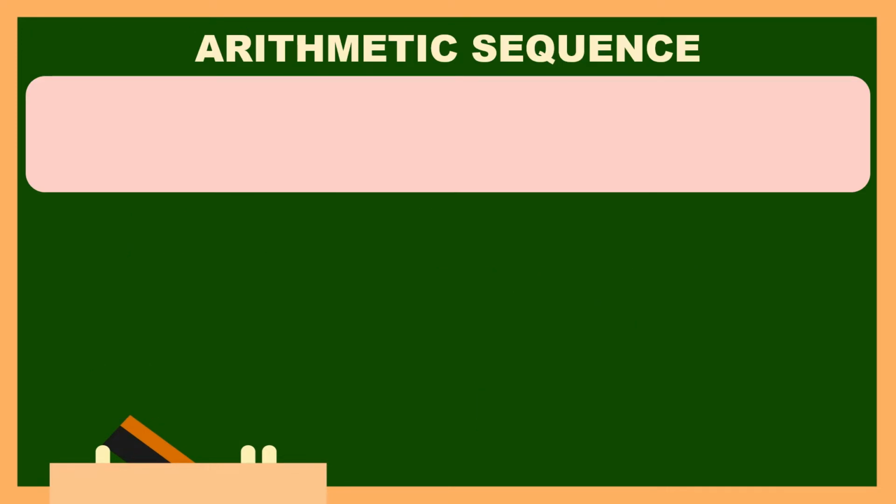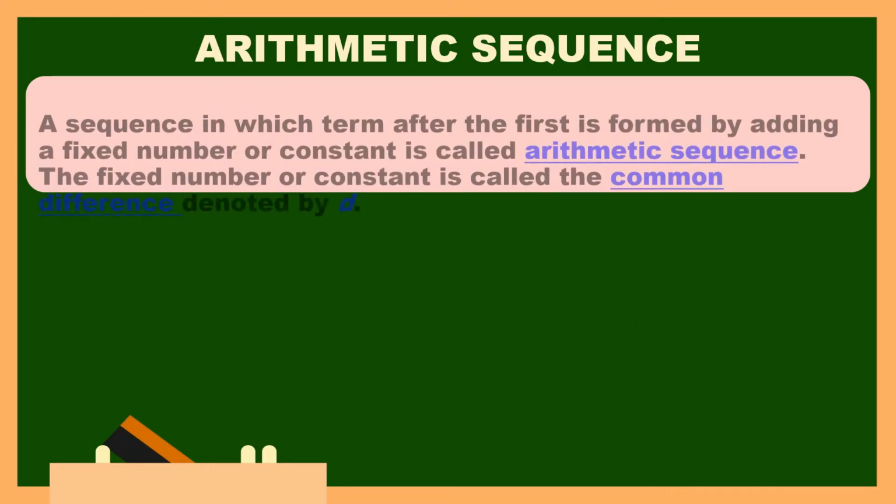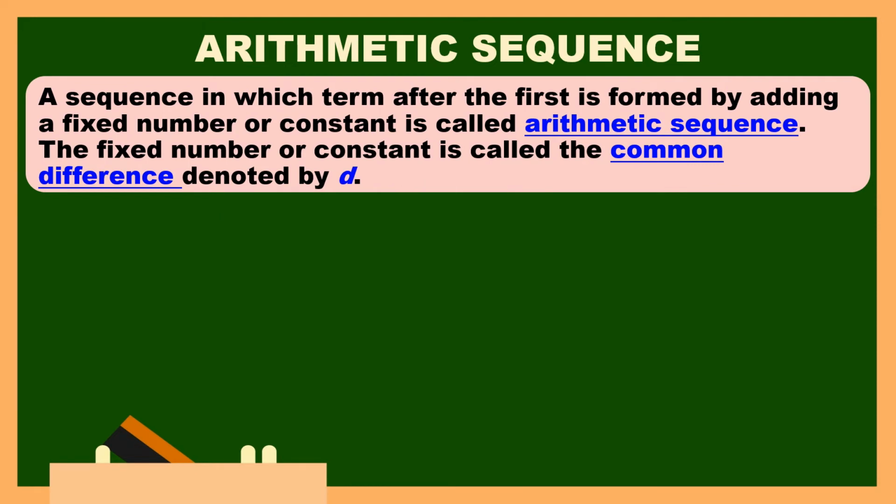Ano nga ba ang arithmetic sequence? A sequence in which term after the first is formed by adding a fixed number or constant is called arithmetic sequence. The fixed number or constant is called the common difference denoted by D. Ang arithmetic sequence po ay ang uri ng sequence kung saan ang bawat terms pagkatapos ng first term ay makukuha dahil sa pag-a-add ng fixed number or constant. At ang tawag sa fixed number or constant na idinadagdag sa bawat term ay common difference.